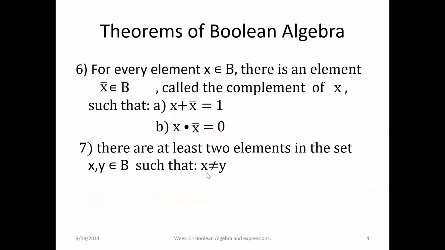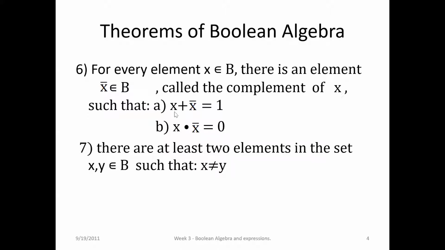Next, for every element x which belongs to set B or group B, there is an element x complement, or x bar we call it, or x prime, which also belongs to the same set or group B. So x bar is called the complement of x. So x plus x bar, when you do, it is 1. X dot x bar is 0.